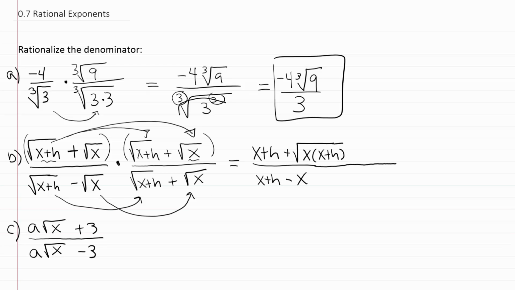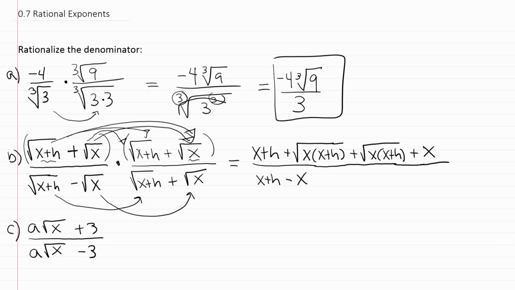Then we'll have a positive square root of x times a positive square root of x plus h. So we'll have another one of these x times x plus h terms. And then lastly, we're going to have the square root of x times the square root of x, which of course will give us just x.